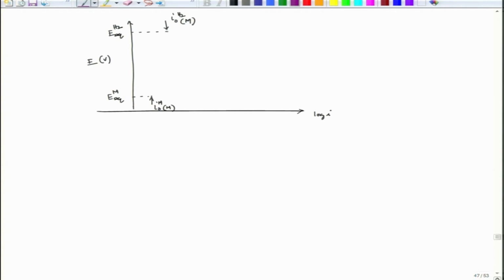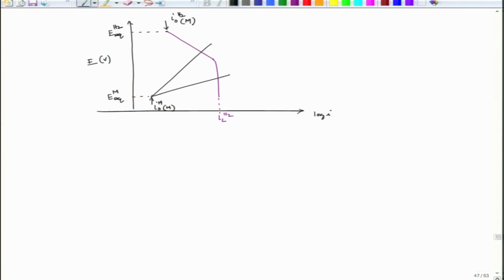If we see, it starts with activation control. So, this is my activation controlled, and then at a very, very high cathodic current density, I will reach IL. So, I will have this line which is nothing but IL of hydrogen depending on the pH of the solution. Now, this metal is guided by activation control. So, there could be two situations. One situation is this one, the other situation could be this one.